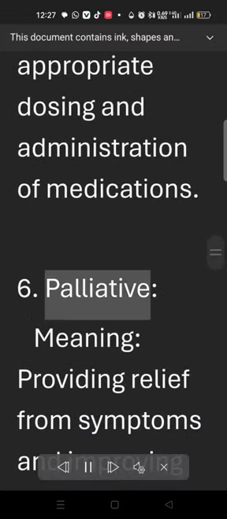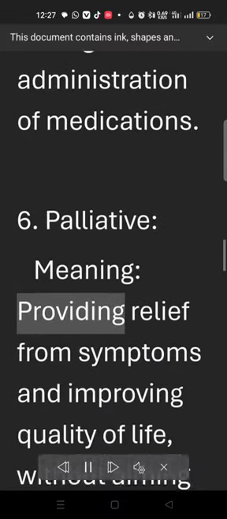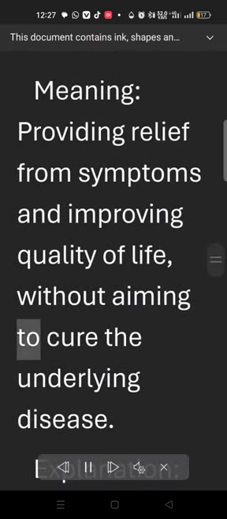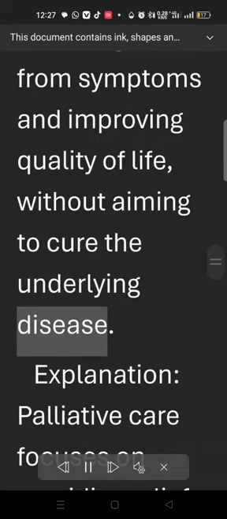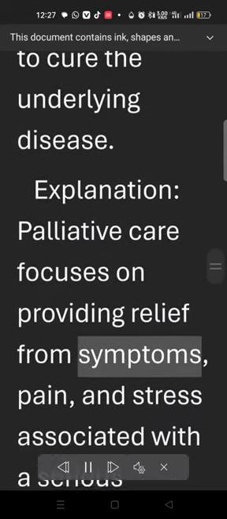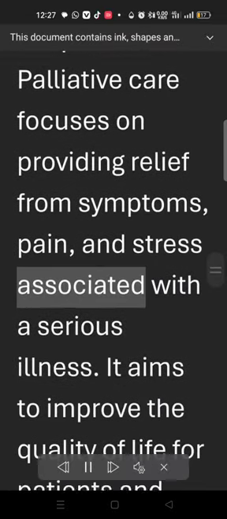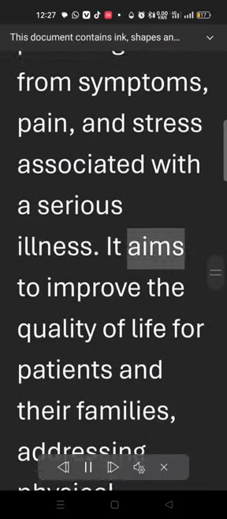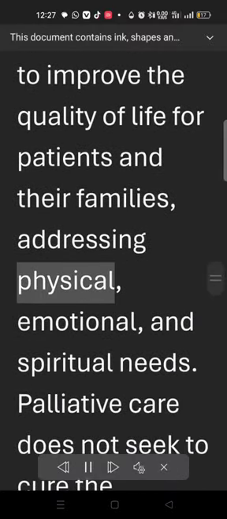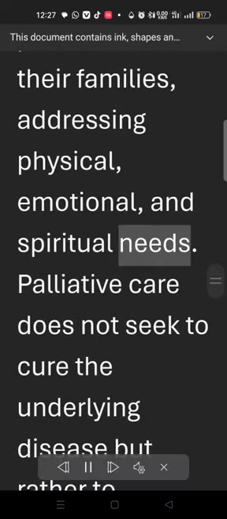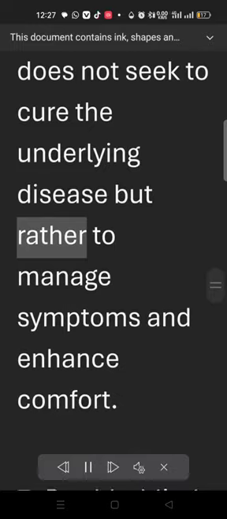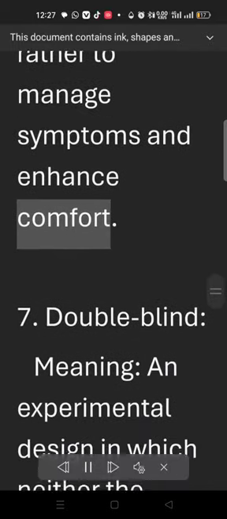6. Palliative. Meaning: providing relief from symptoms and improving quality of life, without aiming to cure the underlying disease. Explanation: palliative care focuses on providing relief from symptoms, pain, and stress associated with a serious illness. It aims to improve the quality of life for patients and their families, addressing physical, emotional, and spiritual needs. Palliative care does not seek to cure the underlying disease, but rather to manage symptoms and enhance comfort.